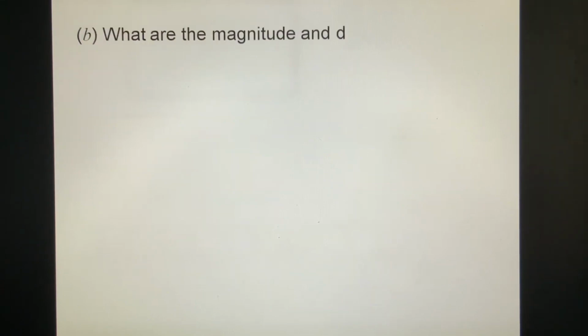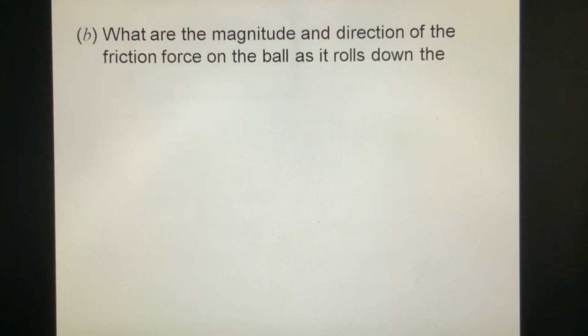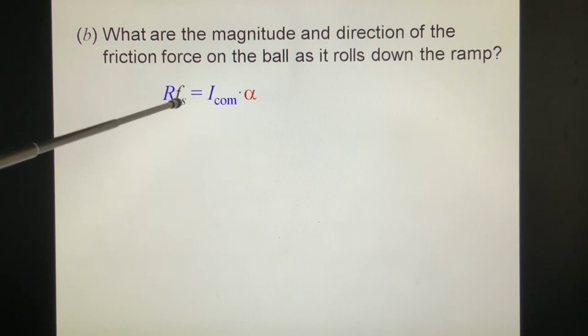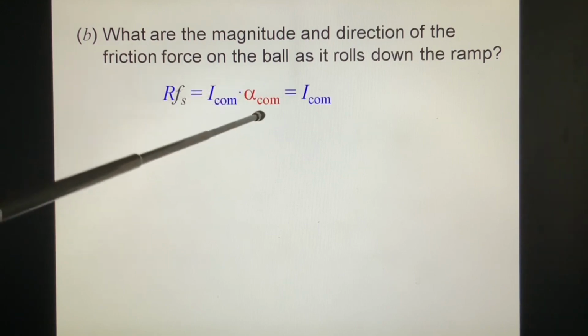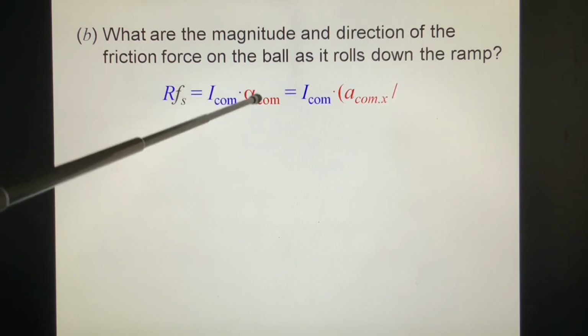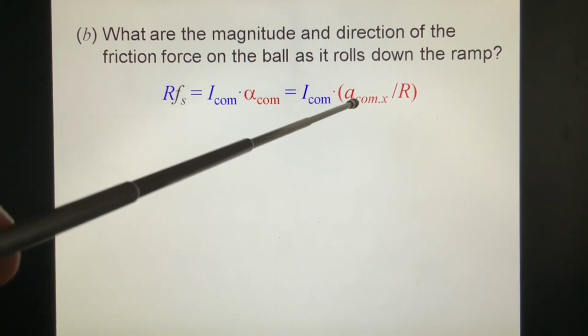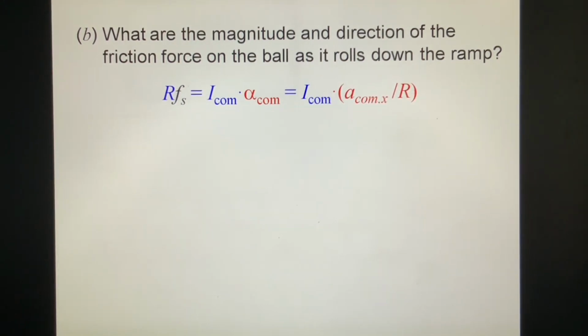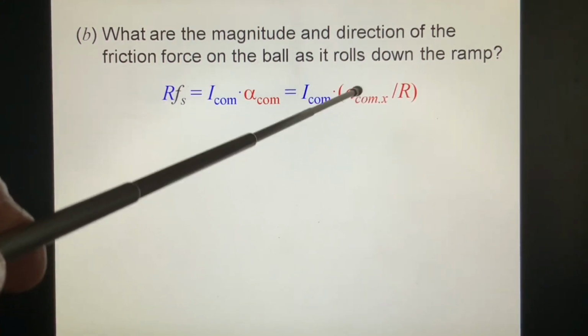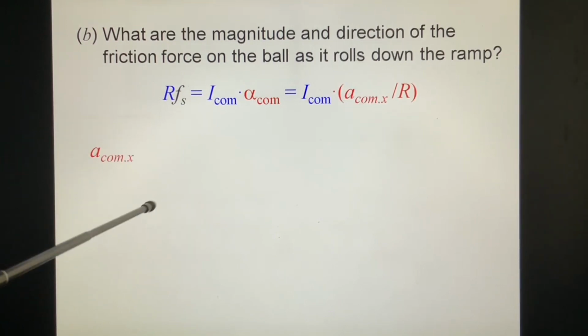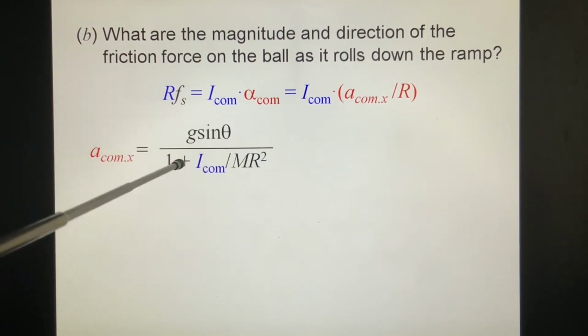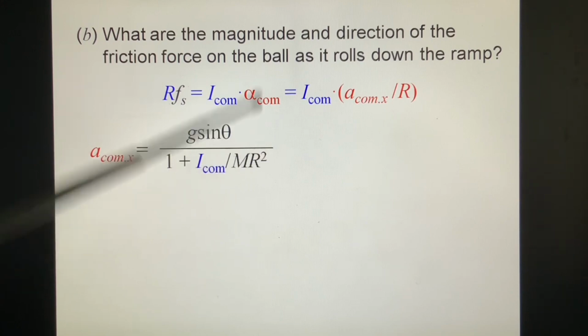Question B. What are the magnitude and the direction of the friction force on the ball as it rolls down the ramp? Before, we assumed the direction is going up. And we have this equation, R F equal to I_com alpha_com, and alpha_com equal to the acceleration of the center of mass over R. What is the a? We also calculate this one. This a is special, equal to g sine theta over 1 plus I_com over m r squared.